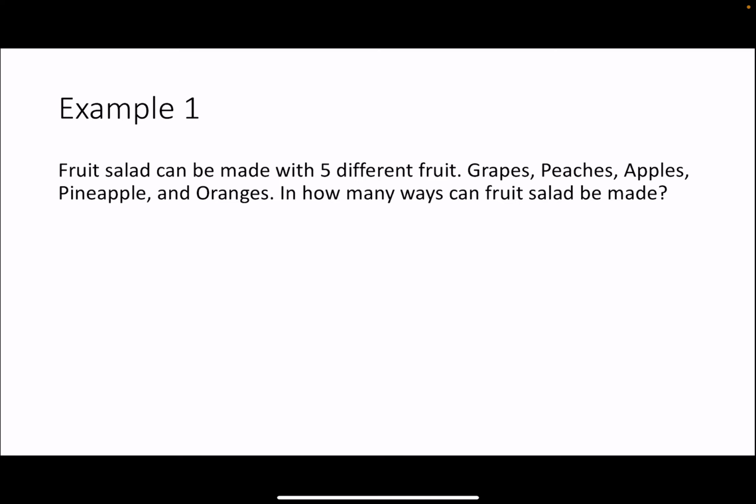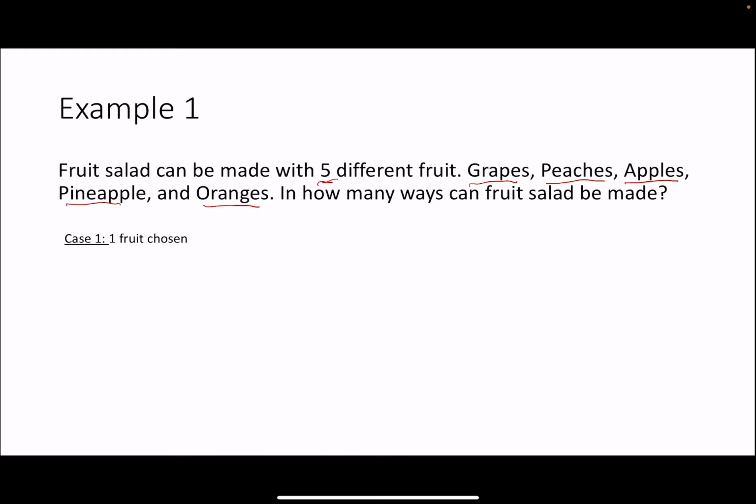Fruit salad can be made with 5 different fruits. We have grapes, peaches, apples, pineapple, and oranges. How many ways can the fruit salad be made? Now I didn't say we have to use one or the other. We don't have to use any of them. Sorry, we have to use at least one of them, but we could make a fruit salad with just grapes.